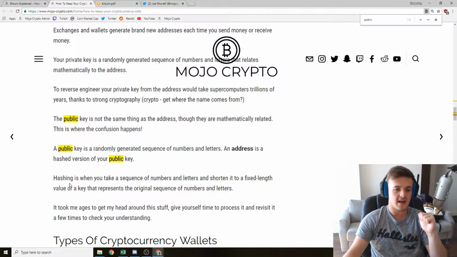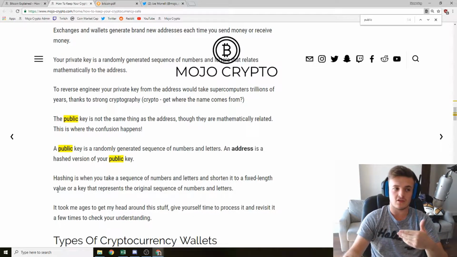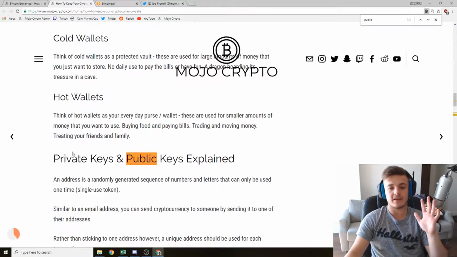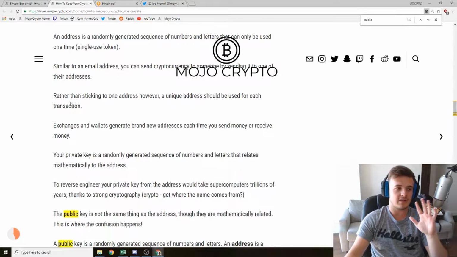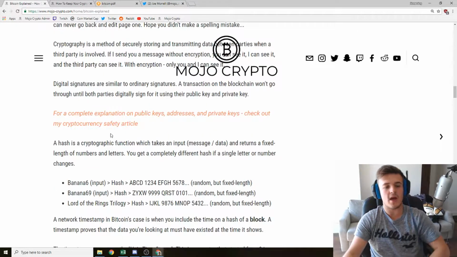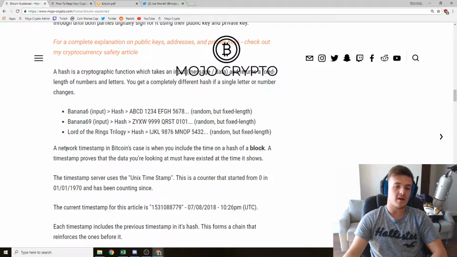So I explain it here. Hashing is when you take a sequence of numbers and letters and shorten it to a fixed length value. So hashing in this case, it's shortened, but hashing doesn't mean shortened. It took me ages to get my head around this, so don't worry if you've not fully got it. Dive down it, go on my website, have a read, see where that takes you. So that's hashing. A network timestamp.